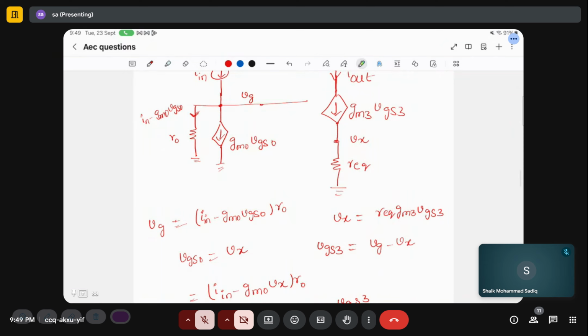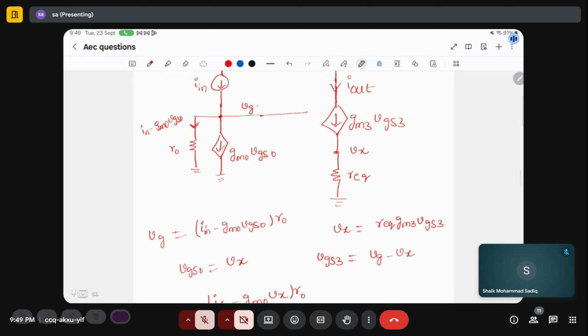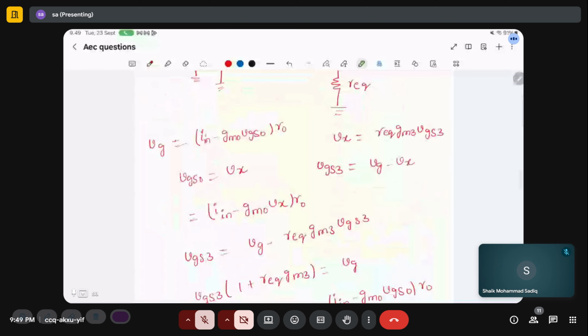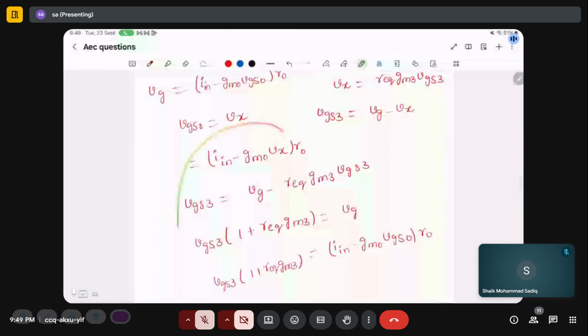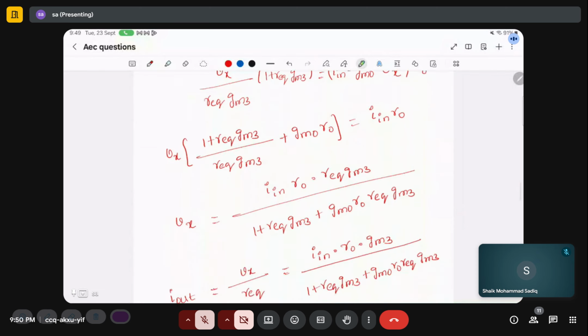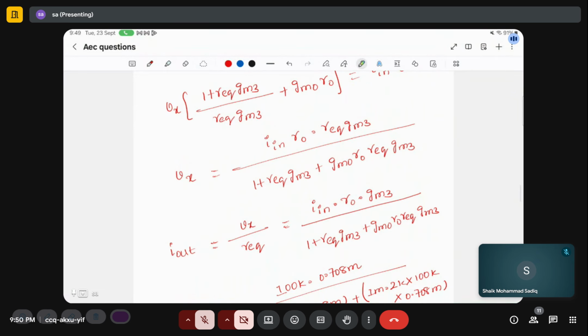VGS0 is nothing but Vx, and VGS3 is VG minus Vx. This is also simple math only. You can solve this, and in the final you will get Vx as this. I got Vx in terms of Iin.